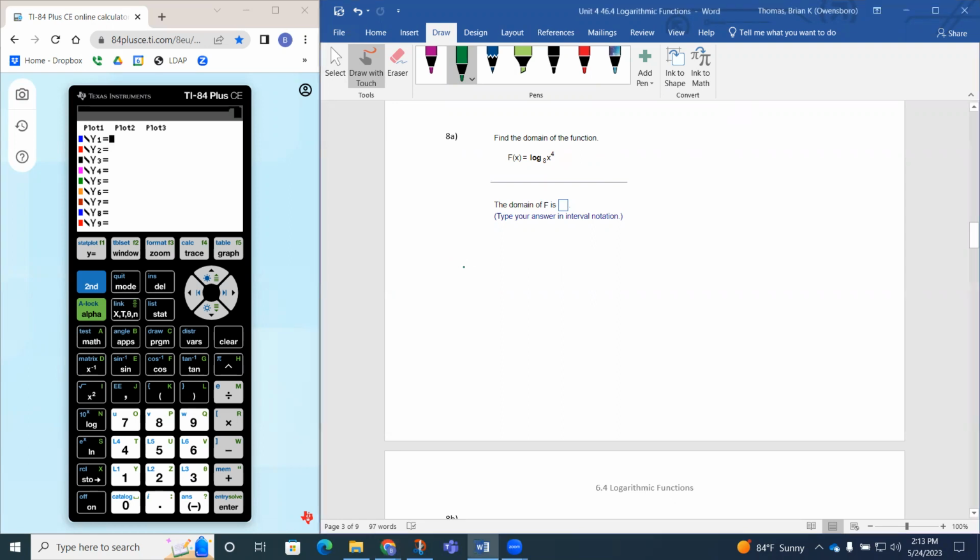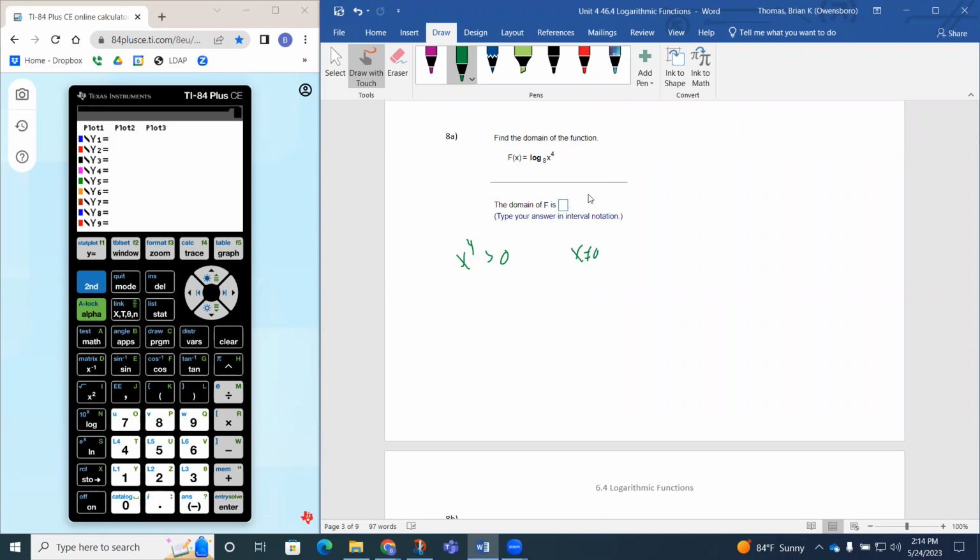So what I'm taking the log of, which is x to the fourth, must be greater than 0. Well, if I look at that, the only thing that's going to make a 0 is 0. So x cannot equal 0. But notice that if you put a negative number in here, any negative number raised to the fourth power is going to be positive. Any positive number raised to the fourth power is going to be positive as well. So every other number is going to be greater than 0. I just can't use 0 itself.